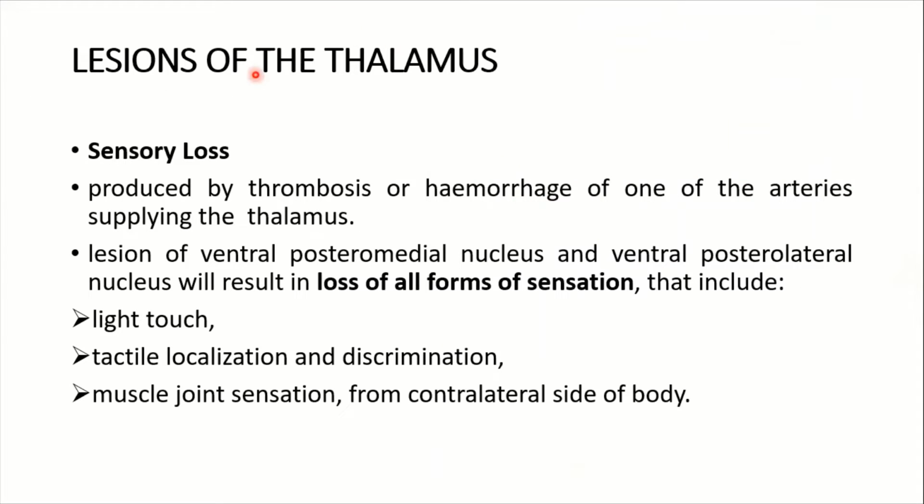So, lesions of the thalamus: the sensory loss is produced by thrombosis or hemorrhage of one of the arteries supplying the thalamus. Lesion of ventral posteromedial nucleus and ventral posterolateral nucleus will result in loss of all forms of sensation, which include light touch, tactile localization and discrimination, and muscle joint sensation from the contralateral side of the body.